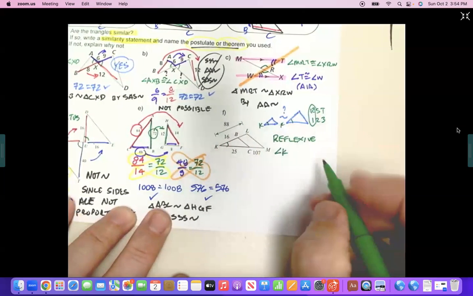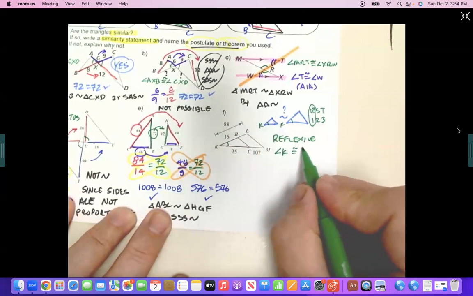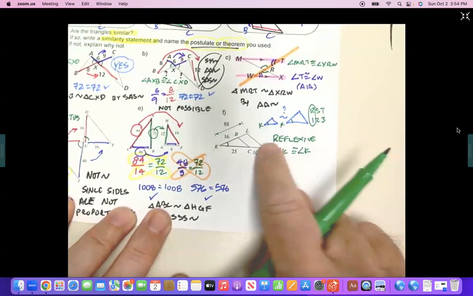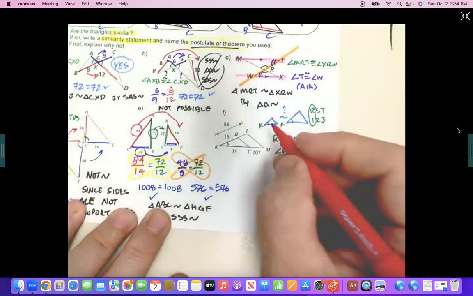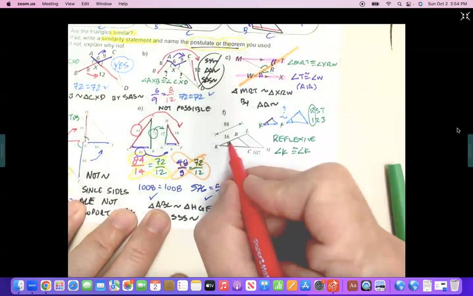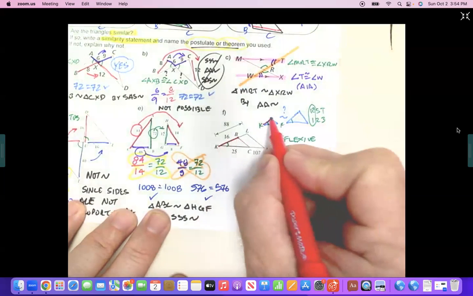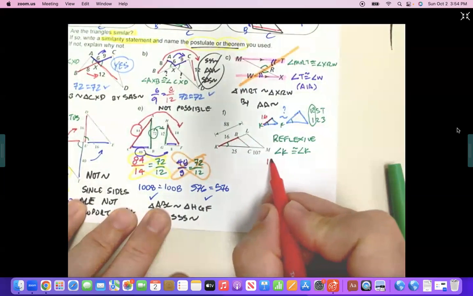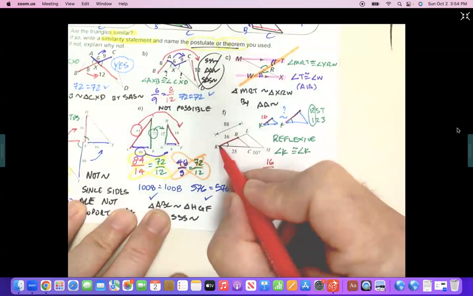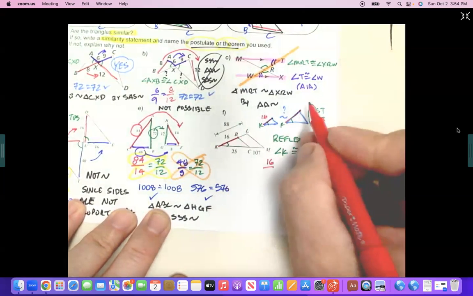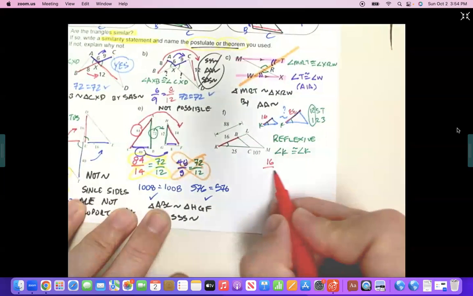In the larger angle, we also have angle K. And angle K must be congruent to itself by the reflexive property. So we start off with two angles congruent. Now let's go ahead and compare the sides. In the smaller triangle, you'll see we have a side here, KB, that is 16. We'll compare 16 to this side in the larger triangle, K to L, which is 88.